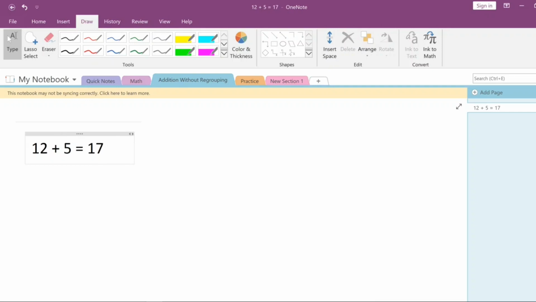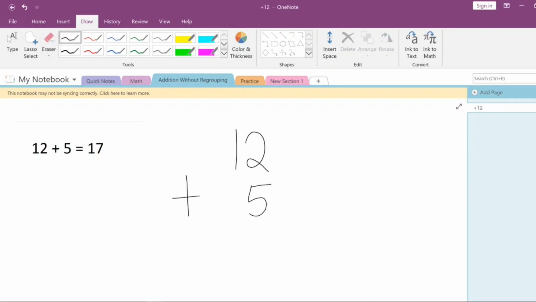So if we are going to write this in a vertical way, we have to write 12 plus, where do we write 5? Do we write 5 here? Or do we write 5 here? Is it the first or the second? So the right answer is we have to write 5 below 2 because 2 is ones and 5 is also ones. So they have to be aligned together.